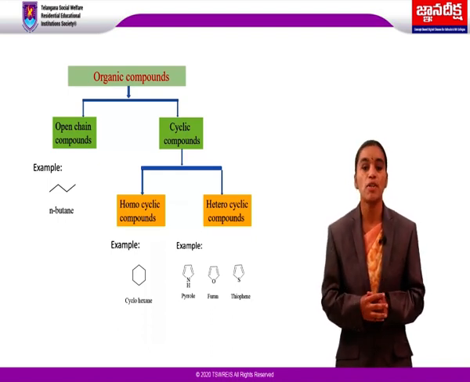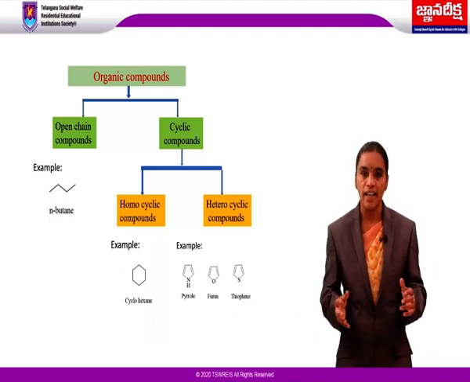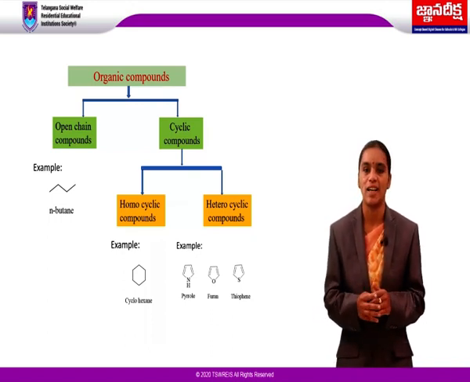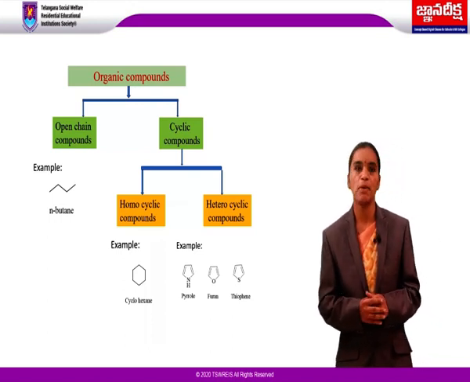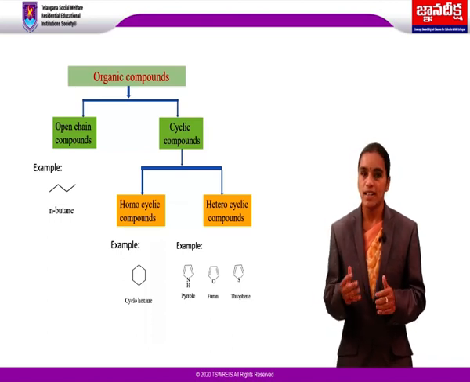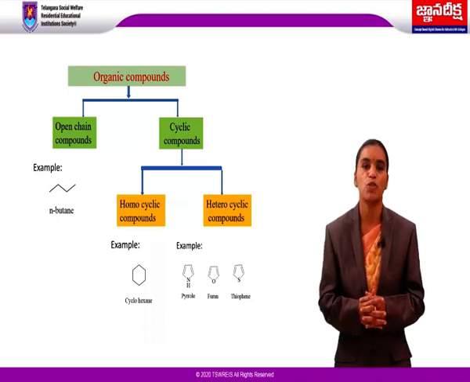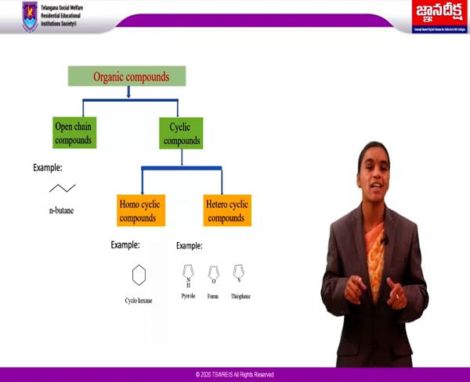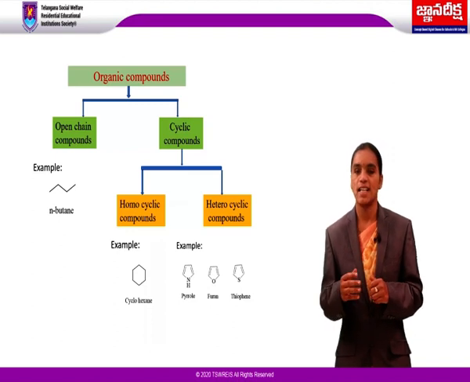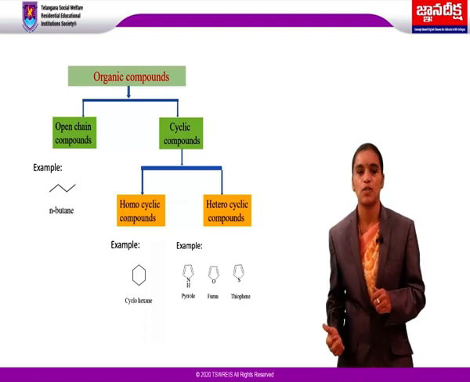In open chain compounds, carbon and carbon are bonded to each other to form a linear or open chain type of structure. So, based on their structure, those are called open chain compounds. Examples: n-butane, n-propane, n-pentane, etc. In cyclic compounds, carbon and carbon are bonded to each other to form a closed ring, cyclic type structure. So, based on structure, those are called cyclic compounds. And again, these are classified into two categories: one is homocyclic compounds and another is heterocyclic compounds.